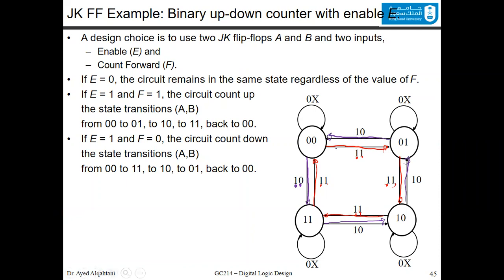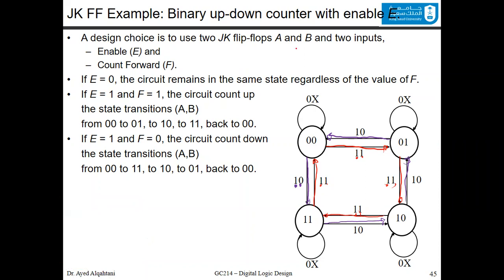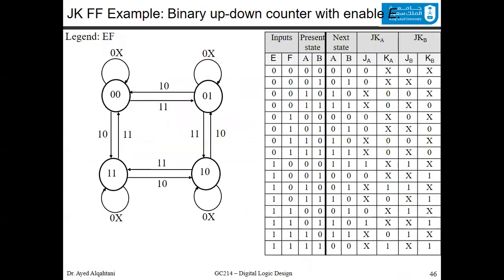Now, if the enable is 0, this is all the other cases where the state goes to itself. And this happens when the enable is equal to 0. You don't look at the other input, F, at all. You stay at the same state.